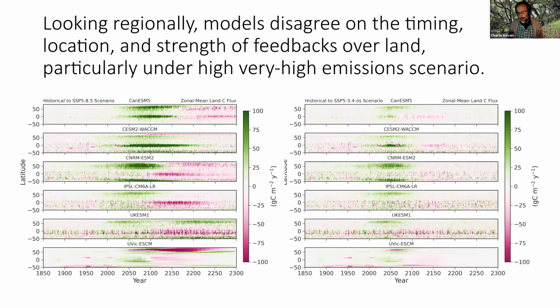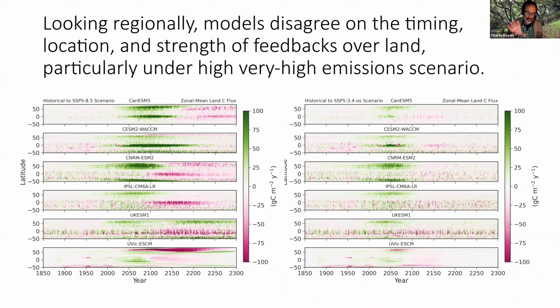But the next thing I wanted to do is ask the question of how much the models actually agree with each other. These are envelope pushing experiments to see where there is model agreement or disagreement. And so here we're looking at the zonal mean carbon flux over the land for both these scenarios. On the left is the SSP585 scenario, and on the right is the SSP534 overshoot scenario.